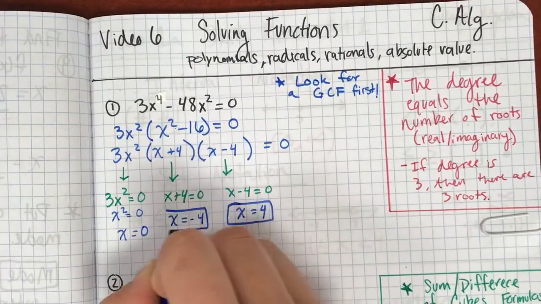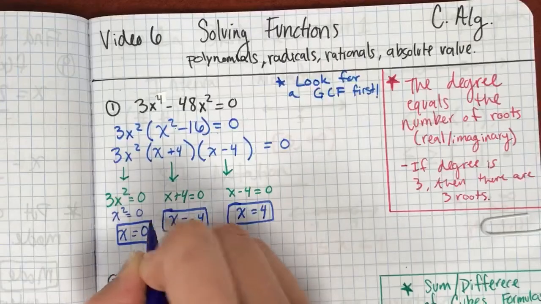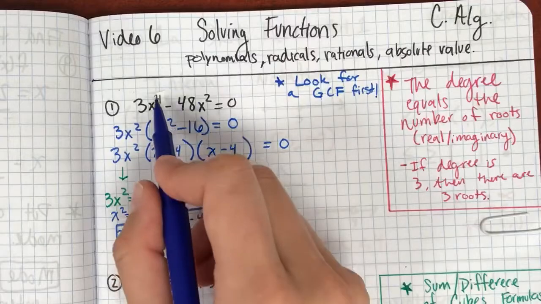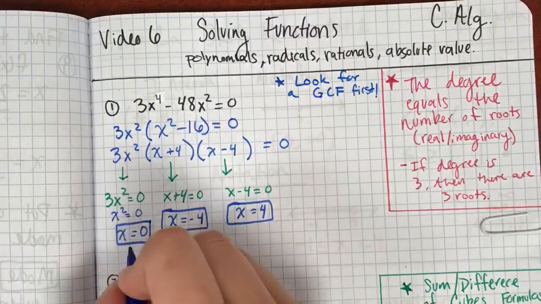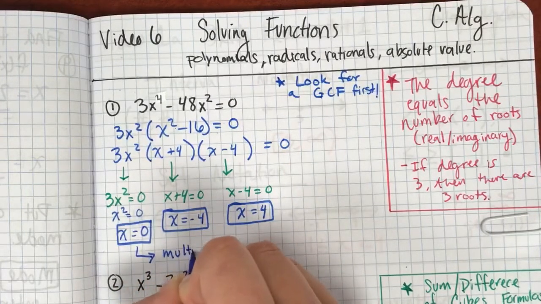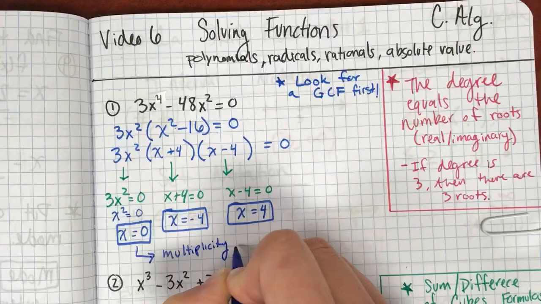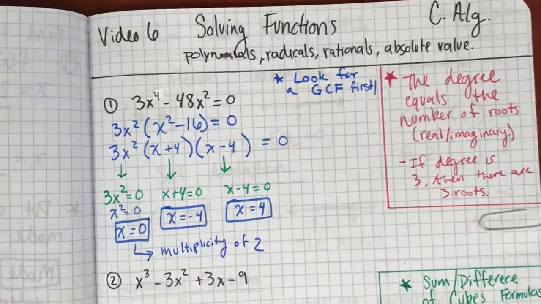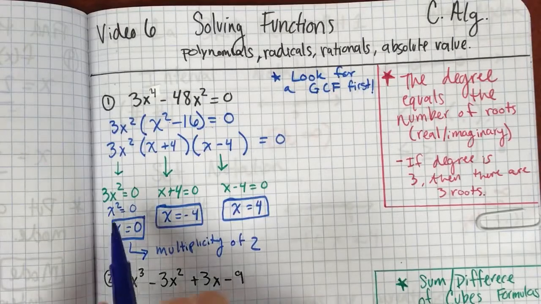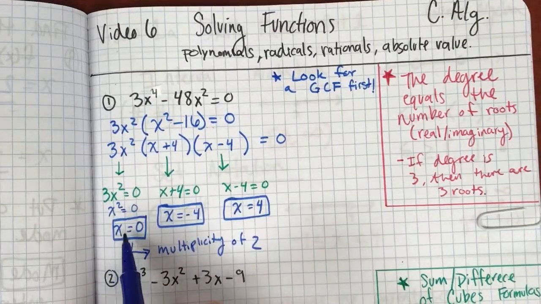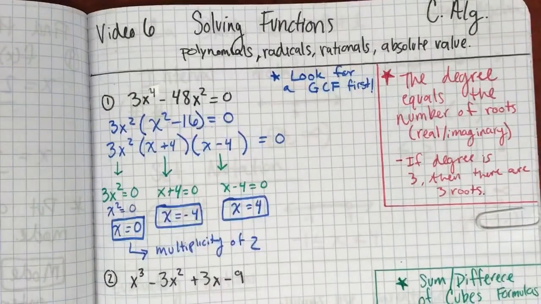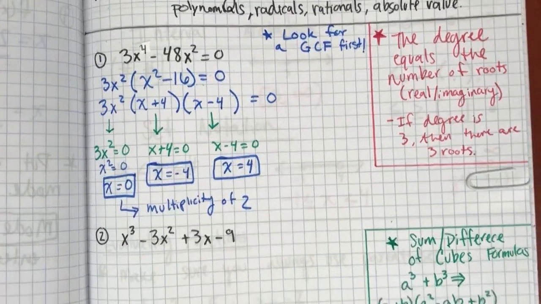So I've got 3 different answers, which is perfect because this was a cubic function. Oh, no, we only have 3. This is a 4, okay? But because this is a square, we know this has a multiplicity of 2. So that means that happens twice, okay? That would be called a double root because of that square. So we actually have 1, 2, 3, and 4 because this is a polynomial with a 4th degree.